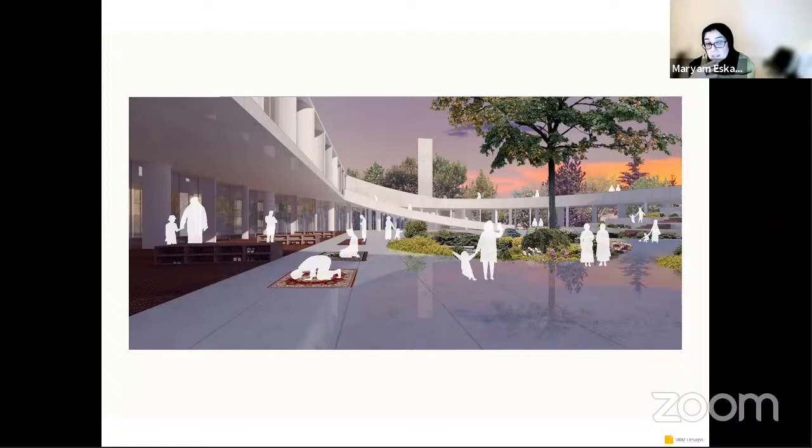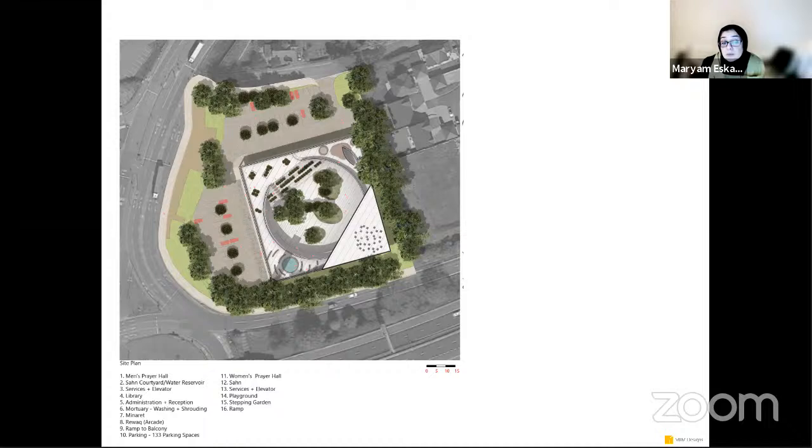We were figuring out how to incorporate skylights. The skylights are actually the cosmos. They represent all the stars and the planets, the heavens and the earth.